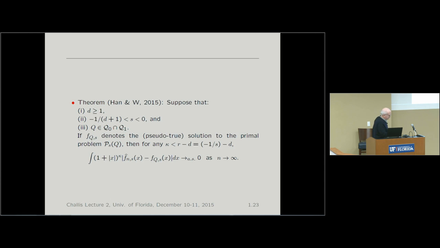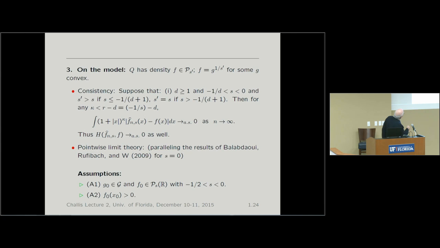Okay, well, back on the model, things are nice still, and we can go down a little bit further if we're on the model. So before, up to this point, I've had S bigger than minus 1 over D plus 1. Here I can go down to minus 1 over D, and suppose that I'm in that setting. I have an S prime bigger than S.